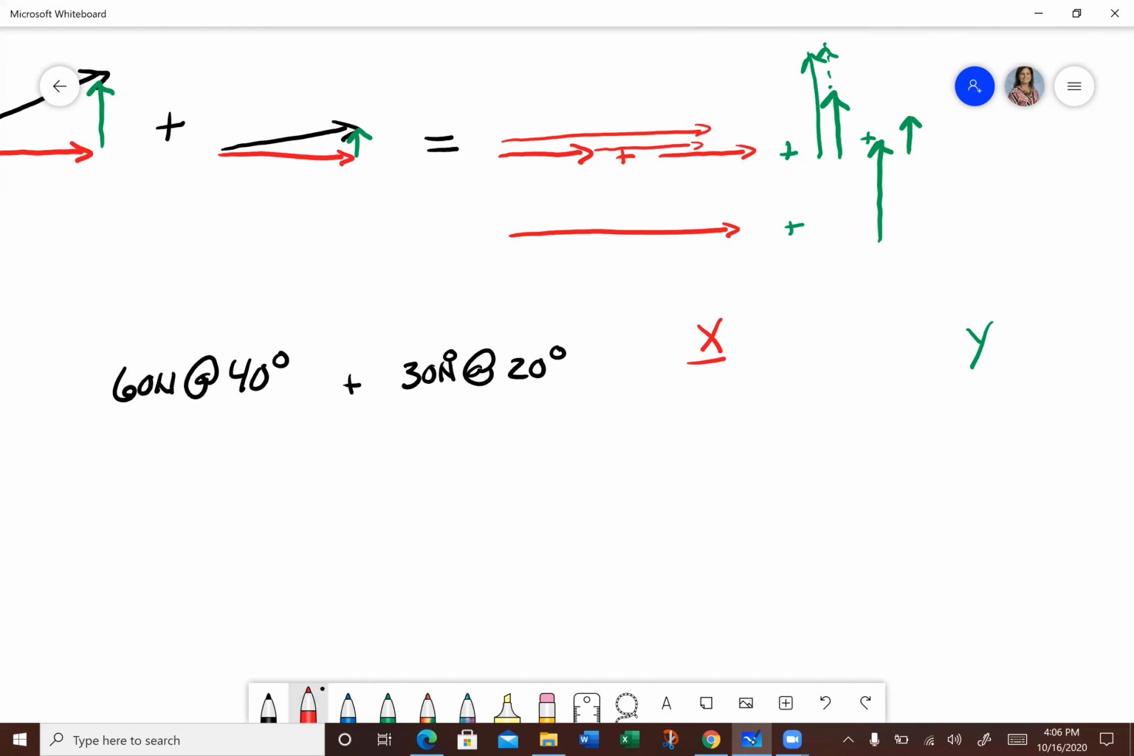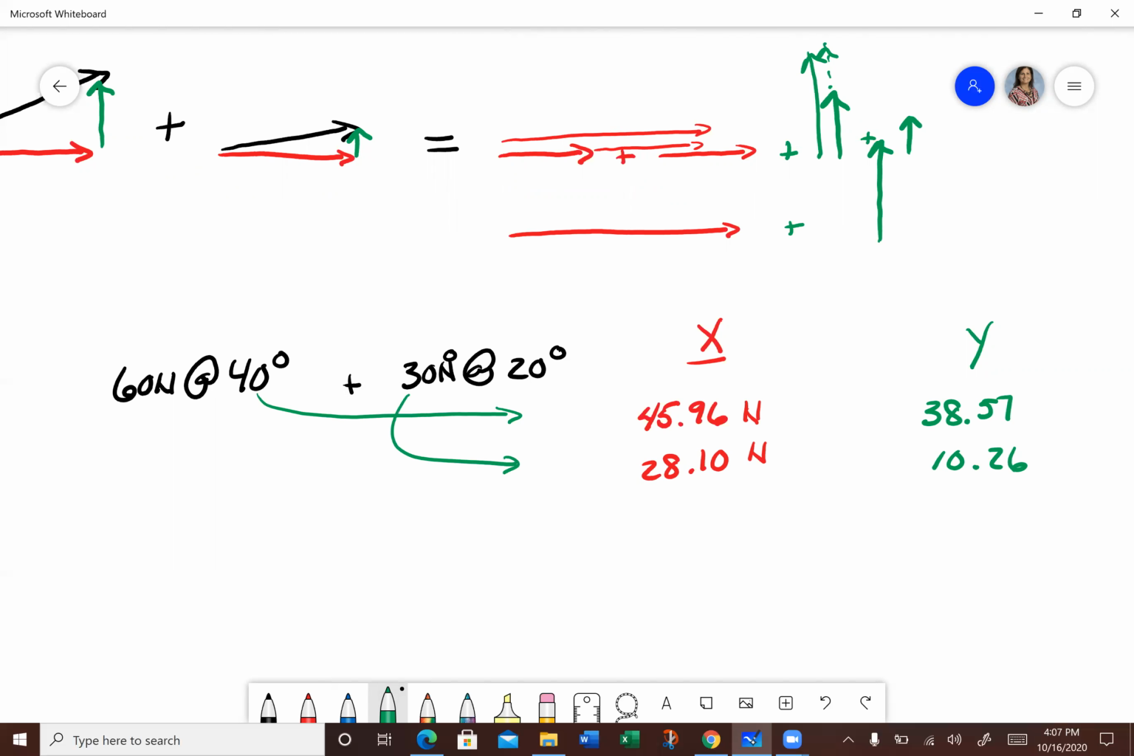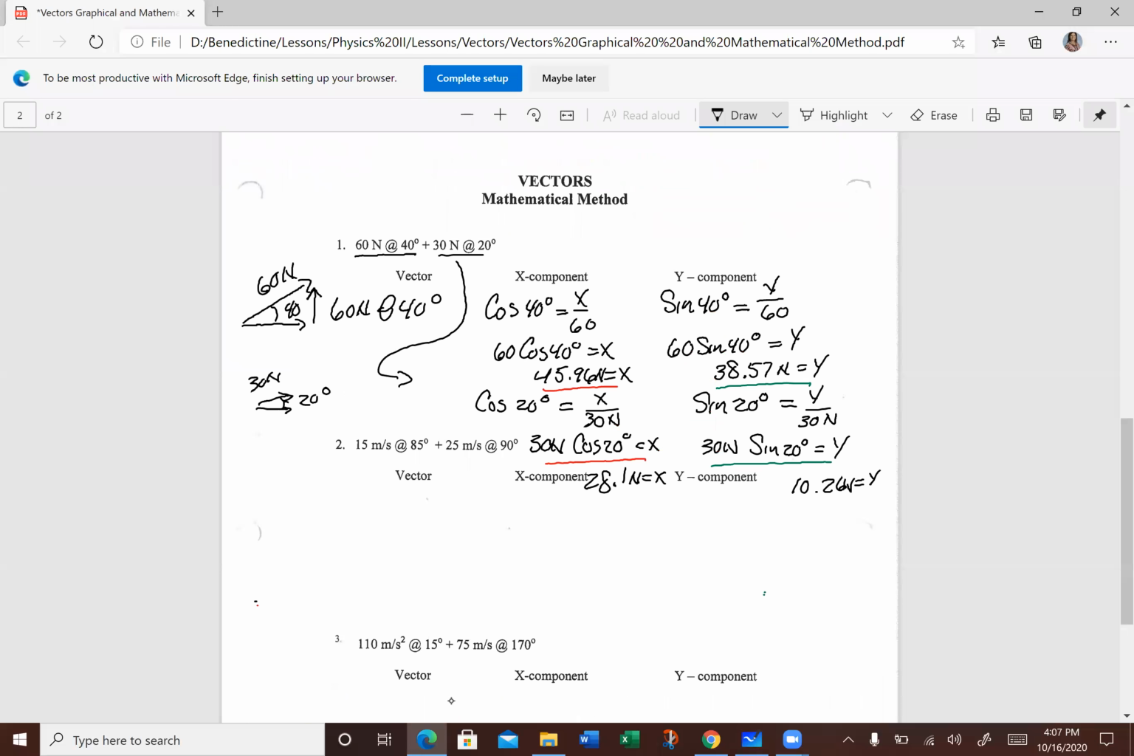So when I add these together, we had 45.96 and 28.10 in the x direction. In the y direction, we had 38.57 and 10.26. Those are the x and y components of each one of those. Just running out of room on this page, but that's basically what we want to do. We're going to draw the line here and add our x components and add our y components to get a total x and a total y.